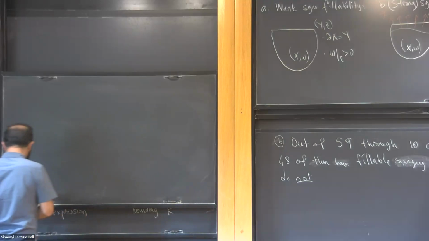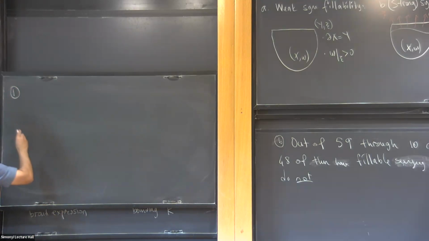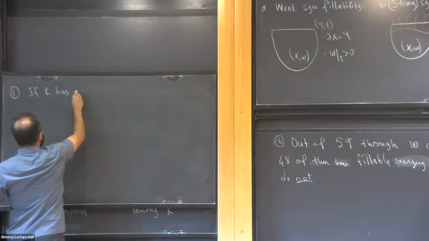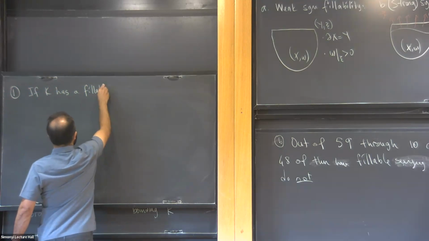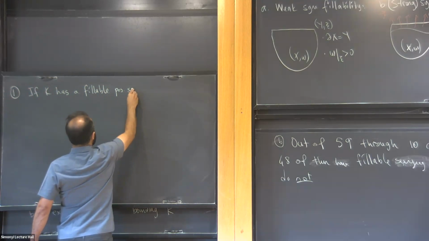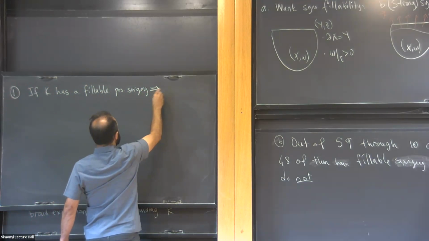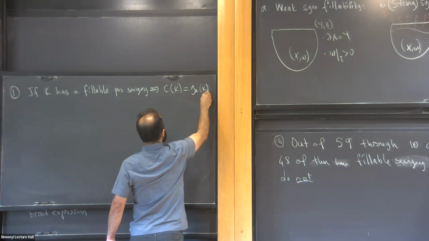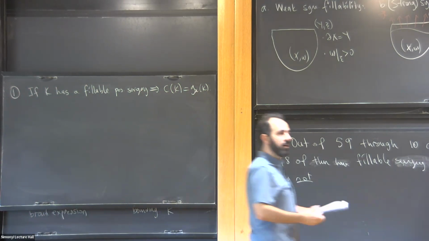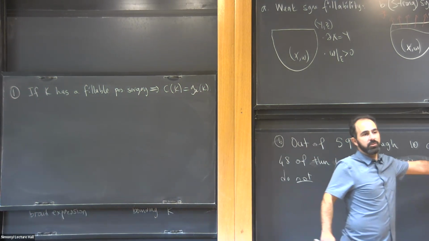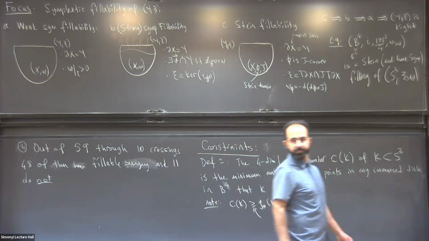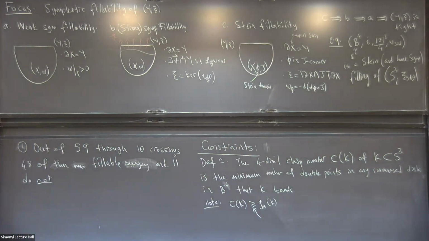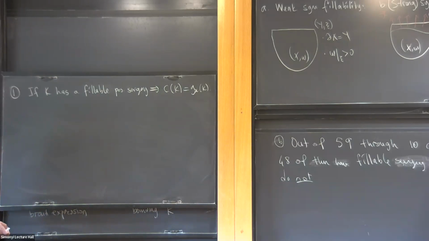Here's the first constraint, which is that if K has a fillable positive surgery, then it must be that its class number is equal to slice genus. And that is enough to answer your question, Thomas, to prevent all of these 11 examples, for example. So, good. But this has more to say, something to my surprise, very interesting.